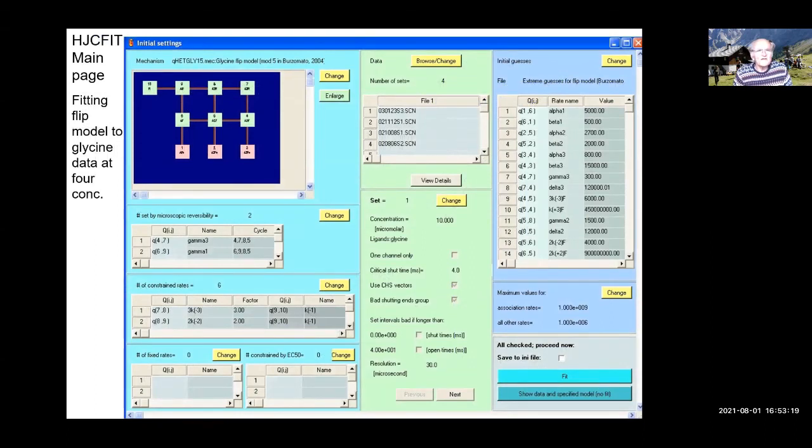And this is the main screen for the curve fitting program, HJCFIT, which we have produced and which we give away. And I'll just quickly go through the things that are on the screen. This is the mechanism. The green states are shut, the red ones are open. You can design any mechanism you want within the program. And this is the mechanism that I've just been talking about for the glycine receptor.